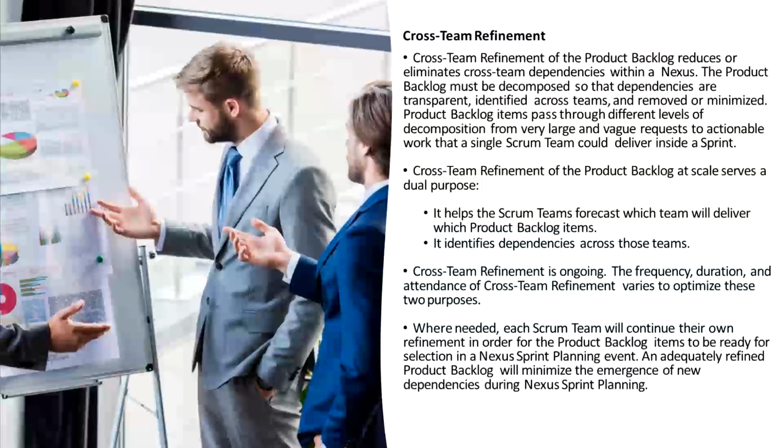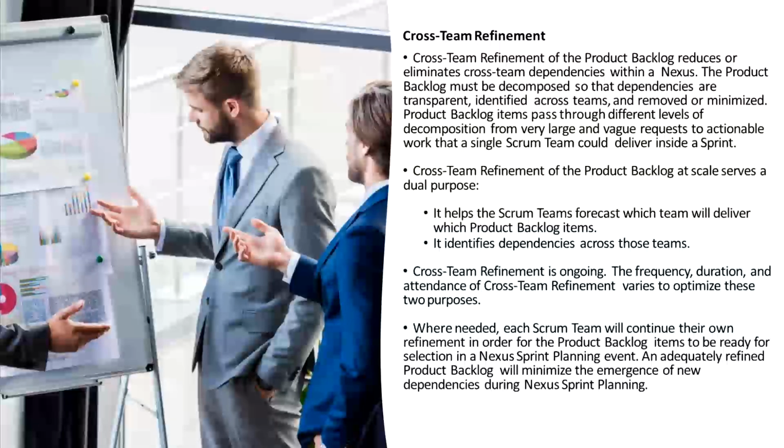Cross-team refinement of the product backlog at scale serves a dual purpose. It helps the Scrum teams forecast which team will deliver which product backlog items, and it identifies dependencies across those teams. Cross-team refinement is ongoing. The frequency, duration, and attendance of cross-team refinement varies to optimize these two purposes.